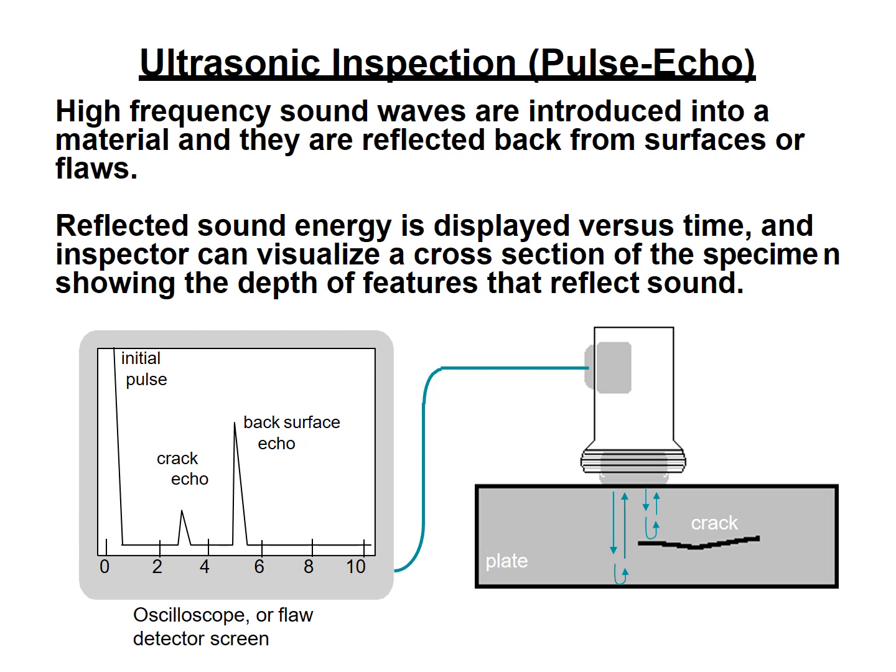Ultrasonic inspection. High frequency sound waves are introduced into the material and they are reflected back from the surfaces or flaws. The reflected sound energy is displayed versus time, and the inspector can visualize a cross section of the specimen showing the depth of the features that reflect sound. If the sound wave has some echoes or the sound wave cannot reflect back, then we can identify that there is a defect in the system.